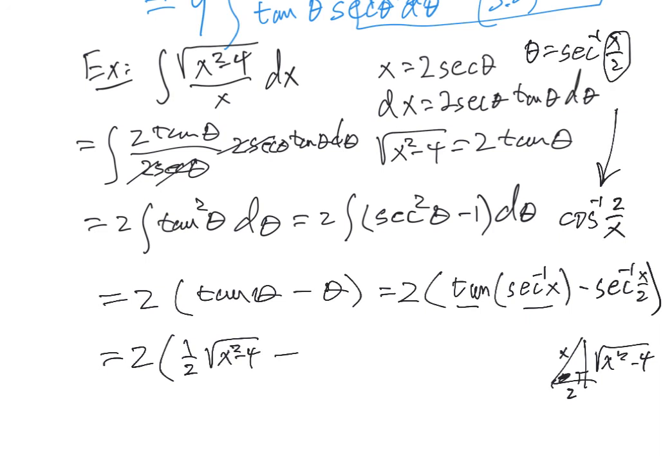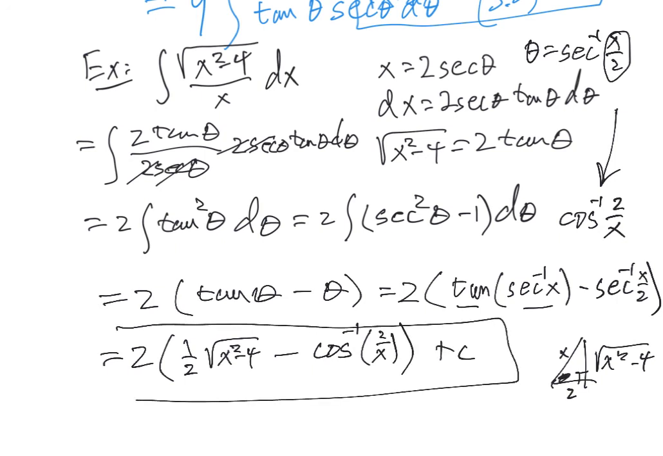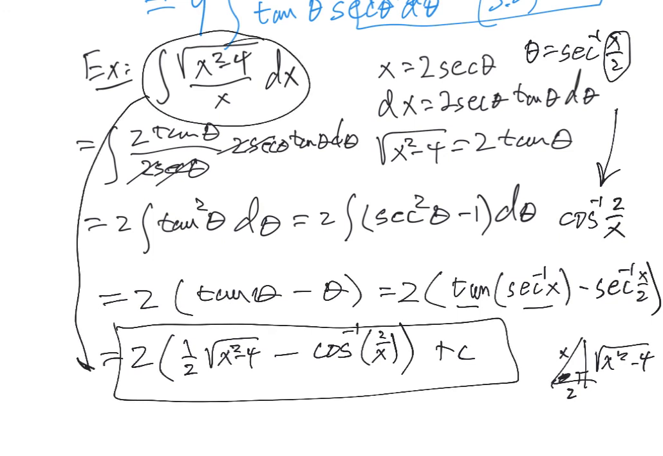And then we get minus the inverse secant. And maybe I'll write this one as cosine, thinking that our homework may recognize it better. And then we can write plus c, and we have our answer. So this antiderivative, there it is.